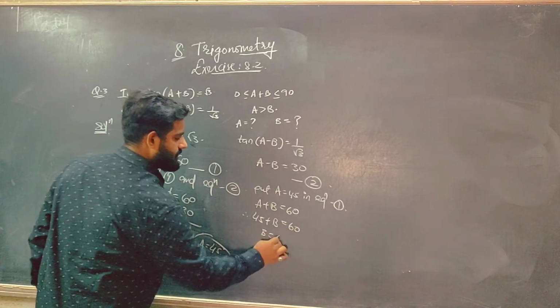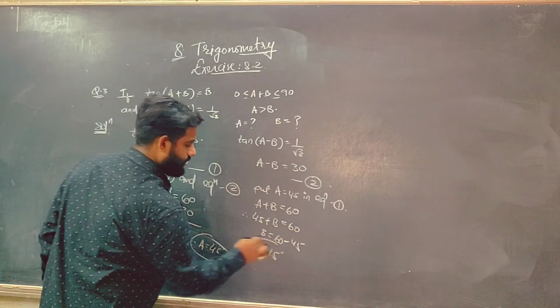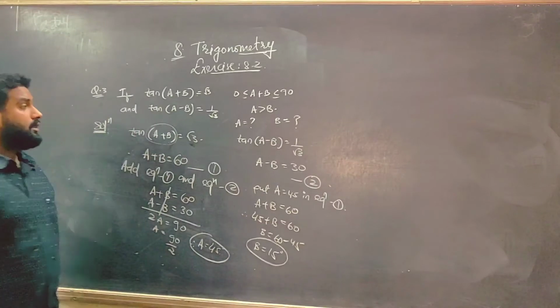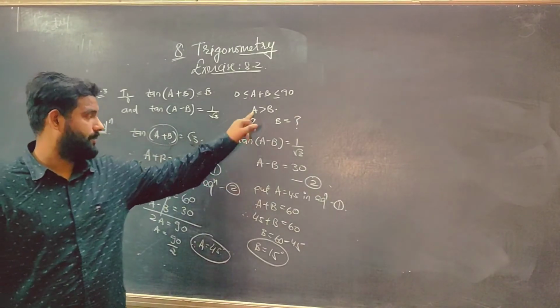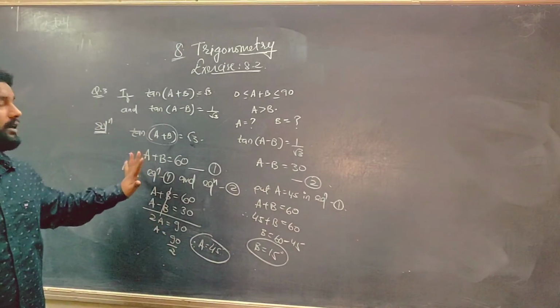B is equal to 60 minus 45. B is equal to 15 degrees. That is the two required answers. See, A is greater than B, and we are getting A equal to 45 and B equal to 15. That was quite an important sum here.